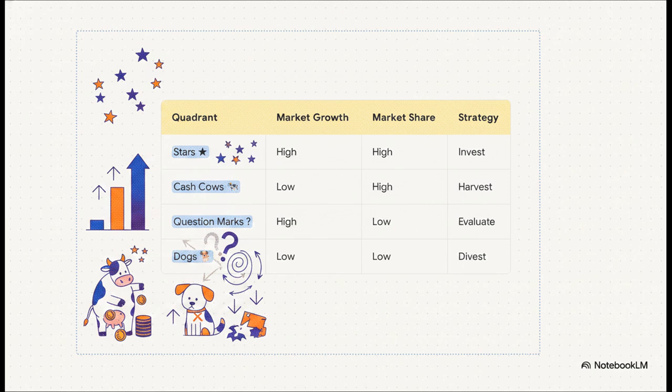Low growth, high share, a cash cow. You harvest. High growth, low share, that's your question mark. Time to evaluate. And low growth, low share, that's a dog. You divest. Simple when you see it all laid out, right?